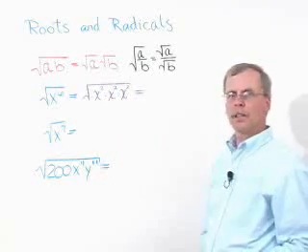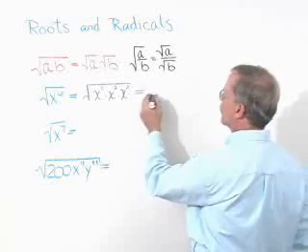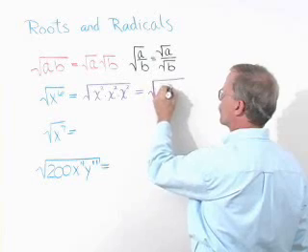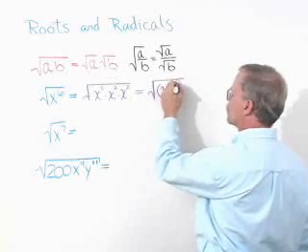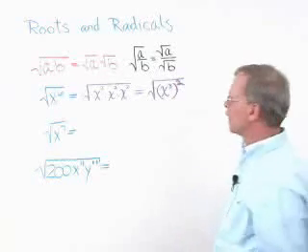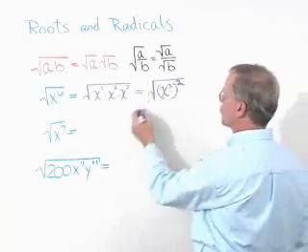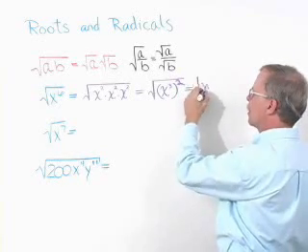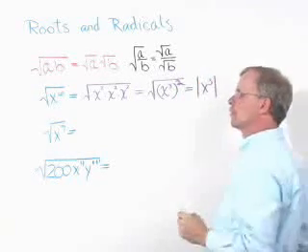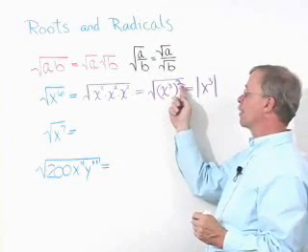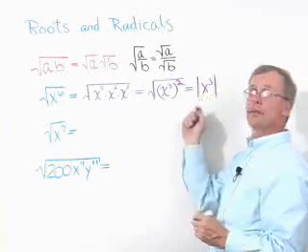Now, there might be another way to write that. We could write that as x cubed squared. Okay. Now, if that's true, then our answer is the absolute value of x cubed. Because we can take the square root of something squared by removing that, throwing in the absolute values, and here we go.